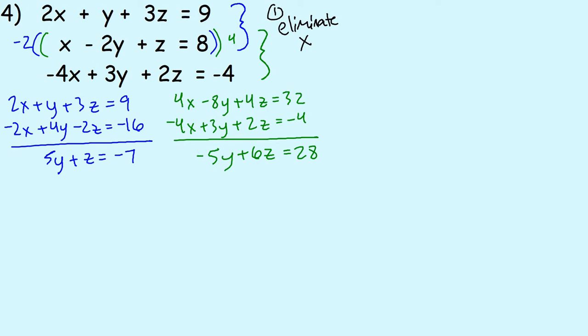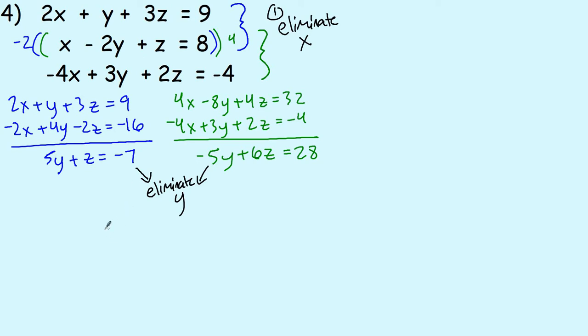Okay, so now that we've got our 2 equations, we want to combine those. So our next step would be to take those 2 equations and eliminate another variable. So in this case, I'm going to eliminate the y because that's going to be a lot easier for sure.